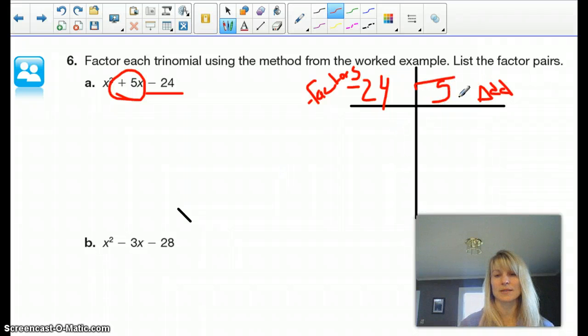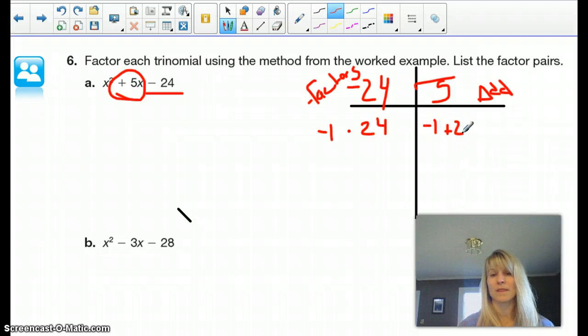Now 5 is positive. So I know when I multiply, like if I were going to do 1 times 24, now obviously that's not going to work, but if I were going to do this, I'd want the 1 to be negative because I need to have a positive answer over here. So negative 1 times 24 does equal negative 24, but negative 1 plus 24 will give me 23. So I need it to equal 5, so that doesn't work. So I'm going to think of some other factors of 24.